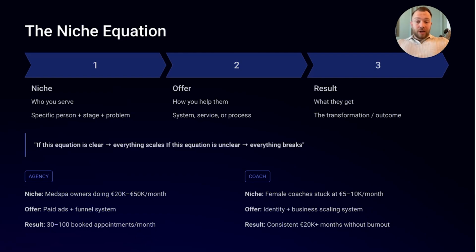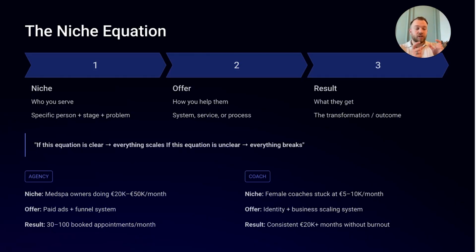And as a coach, it could be, for example, female coaches stuck at 5 to 10K a month, right? That could be the niche. And then the offer is the identity plus business scaling system, and the result is consistent 20K plus months without burnout. So this equation helps us understand that if we combine the niche and the offer, we'll get a specific result. And when we use the specific result, the outcome that we can get, and we brainstorm about that as well, then we come to the conclusion that we want specific things that can get them to a specific place with our offer.